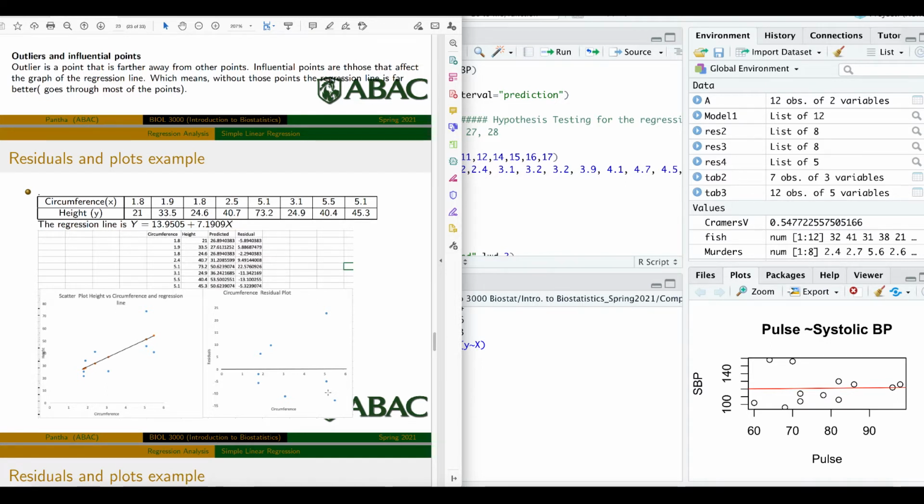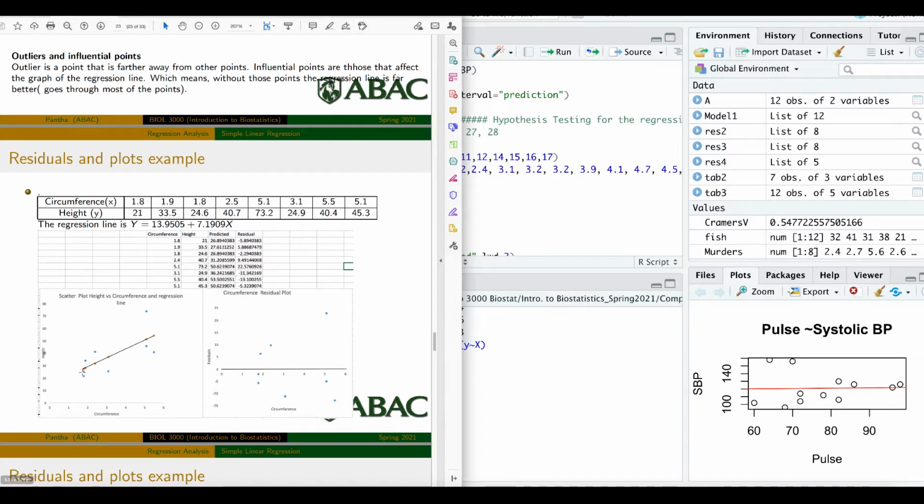Also, if the data are more scattered on one end of this line and less scattered on the other end, you see that more data are close to this horizontal line, and some data are very far away from this line. Those residuals are far away. So basically the scatter plot and the residuals show almost the same thing, but just the way it shows is different.